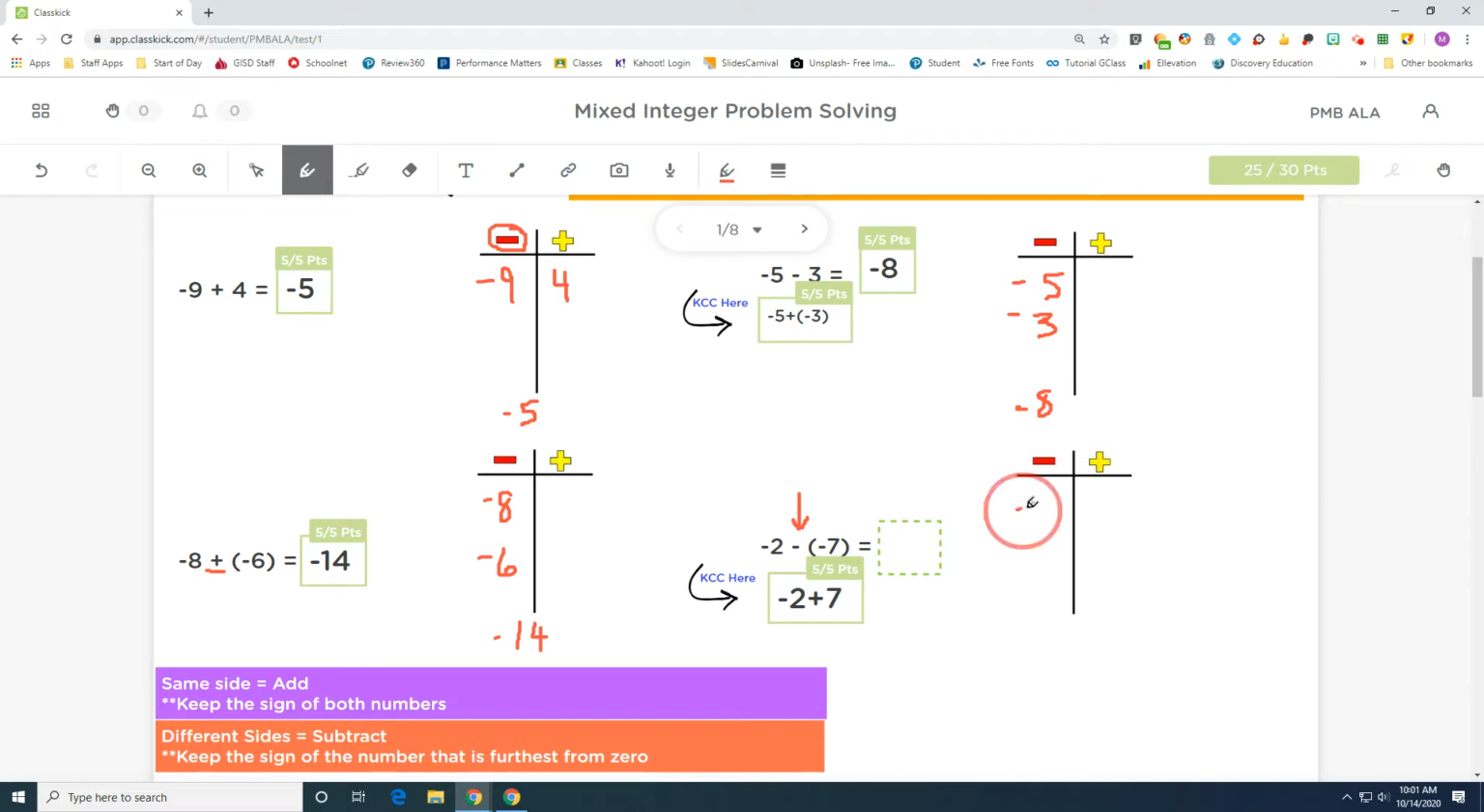All right, so -2. +7. If they're on different sides, you're supposed to subtract. So 7 minus 2 is 5. Okay. And we have to keep the sign of the number that's further from 0. So between -2 and +7, +7 is actually further from 0. And so we're going to keep that. The answer is +5. And that is how you add and subtract with the T-charts.